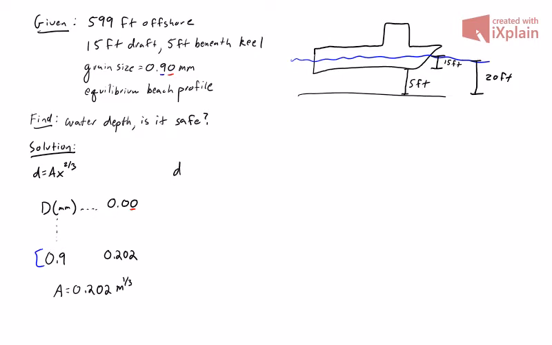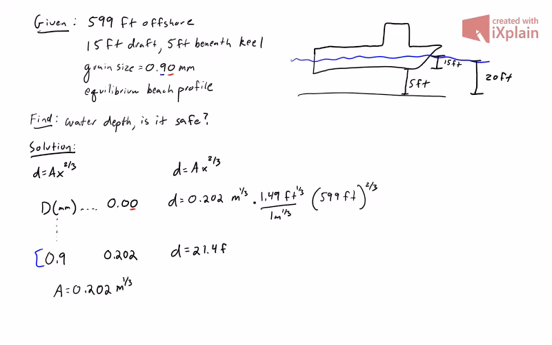So what that looks like is d is equal to A times x to the 2/3. Therefore, d is equal to 0.202 meters to the 1/3 times 1.49 feet to the 1/3 per 1 meter to the 1/3, and then our distance from shore is 599 feet to the 2/3 power. Therefore, our depth is 21.4 feet, which is greater than 20. Therefore, the ship is safe.